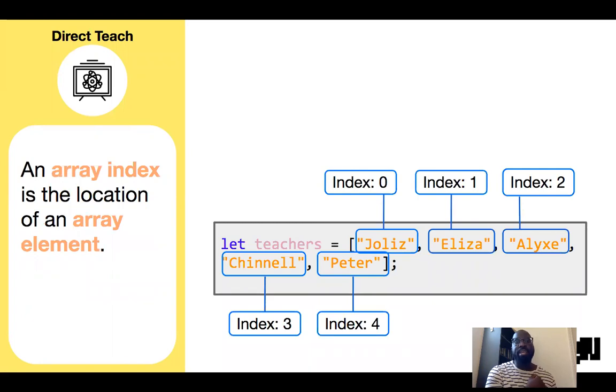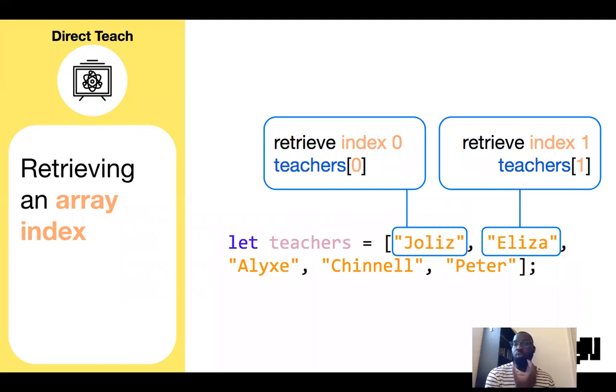An array index is the location of an array element, all right? So we have Joelis at the index of 0, Eliza at the index of 1, Alex at the index of 2, Janelle at the index of 3, and Peter at the index of 4. To retrieve something from an array, you have to use the array name, in this case teachers, and the array location, or the index. So to retrieve Joelis, we would have teachers, the square brackets to denote the array, and 0. To retrieve Eliza, we have teachers, square brackets, 1.